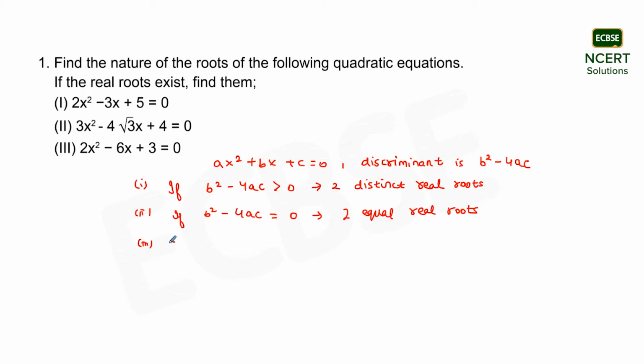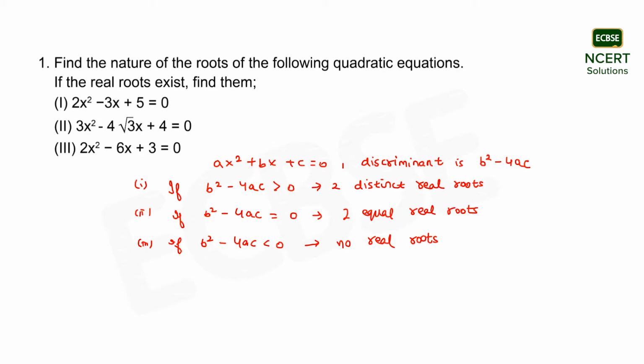What if the discriminant, that is b square minus 4ac, comes out to be less than 0? Then in that case, no real root exists. That is, we cannot obtain real roots for that quadratic equation if its discriminant value is less than 0. So this was the information on how we can conclude whether the given quadratic equation has real roots or doesn't have any real roots.